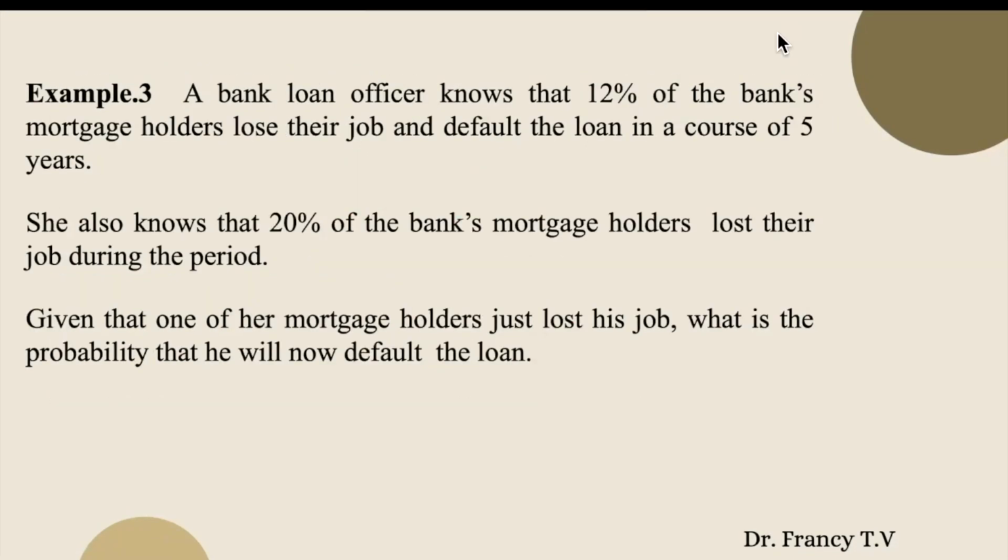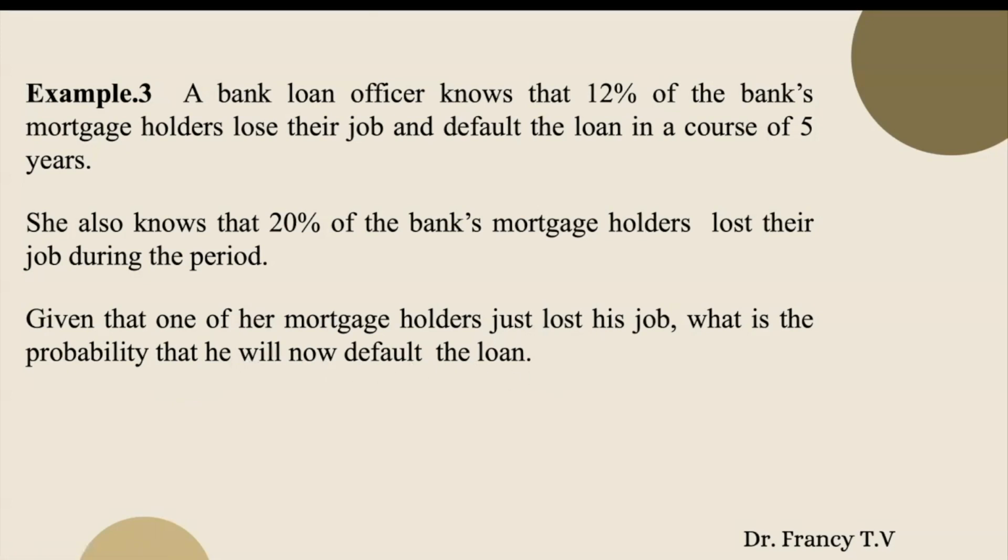Let us take the third example. A bank loan officer knows that 12% of the bank's mortgage holders lose their job and default the loan in a course of 5 years. She also knows that 20% of the bank's mortgage holders lost their job during the period. Given that one of her mortgage holders just lost his job, what is the probability that he will now default the loan?